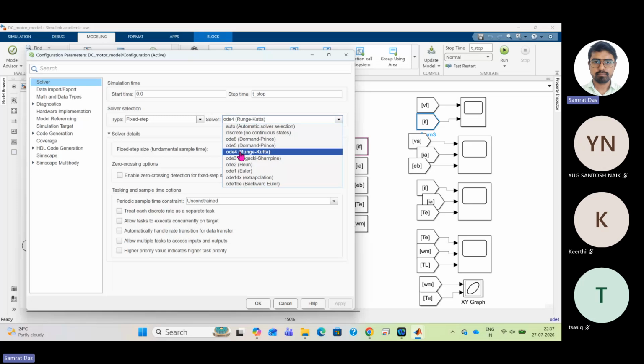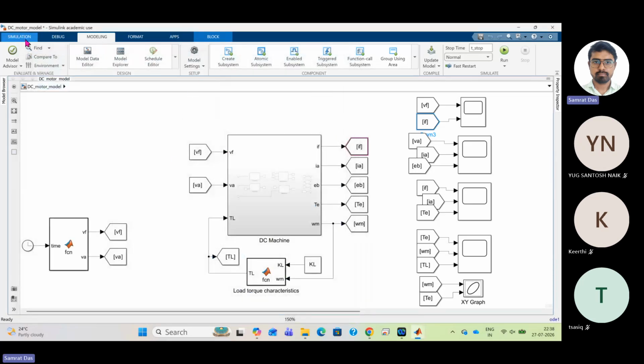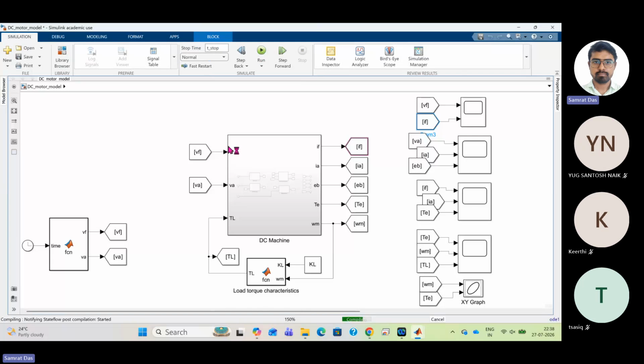ODE4 Runge-Kutta, this is fourth order, fifth order, eighth order. So as you go on increasing the order, the error basically comes down, but computation becomes more intense, like you need to calculate more. So for doing the same simulation, it will take a larger amount of time. So first let us try the ODE1, that is forward Euler. Let us apply and let me solve.